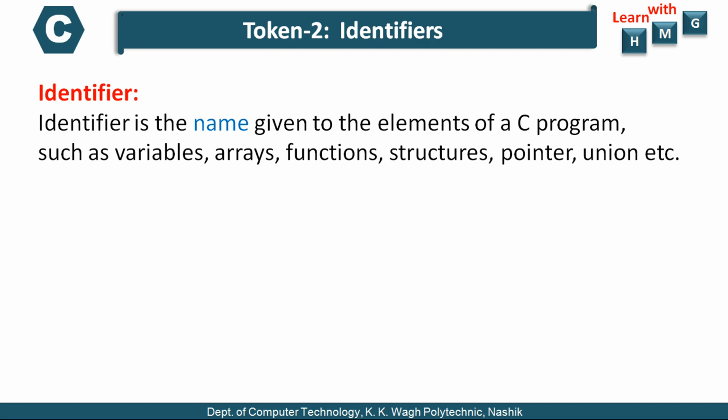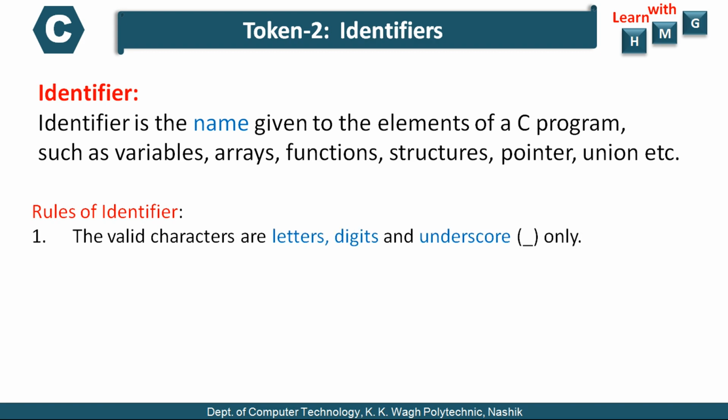So like this, there will be the variable name, array name, function name, structure name, pointer name, union name, etc. And these names are nothing but identifiers. So whenever you are using or giving a name for a variable, array, function, etc., you have to follow certain rules. So let us see which are the various rules for identifier.